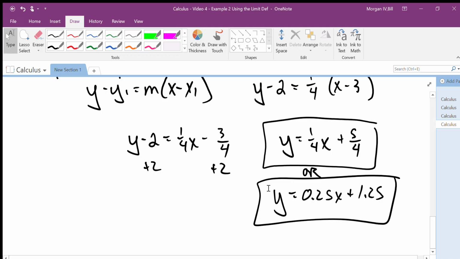Let's see what that would look like in Desmos real quick. Let's go over to Desmos. We have our curve here, f of x is the square root of x plus 1 at the point 3, 2. Let's go ahead and plug in our tangent line. Y equals 1/4 x plus 5/4, and yep, that looks like a good tangent line.